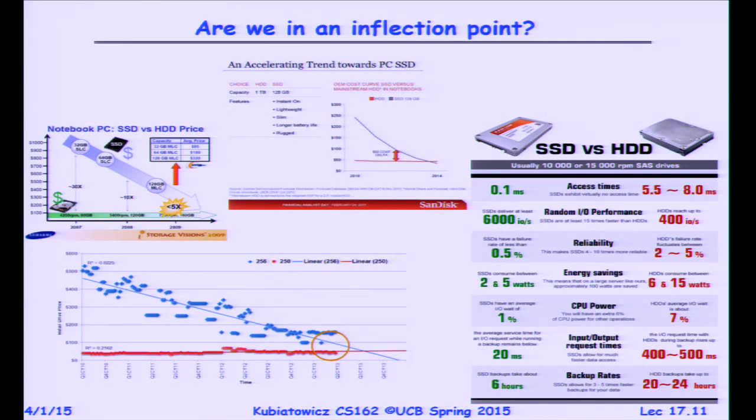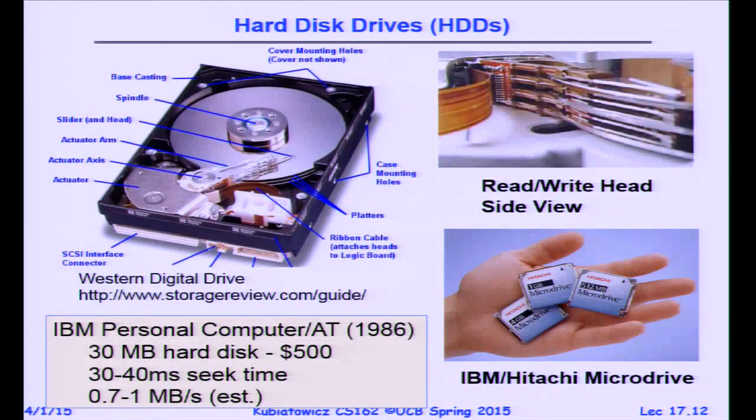Cost, and then also size. Okay, so spinning storage still has a non-trivial advantage on size. Okay. So let's start with, was there a question? No. Let's start with hard disk drive.